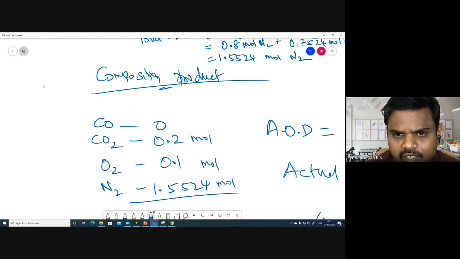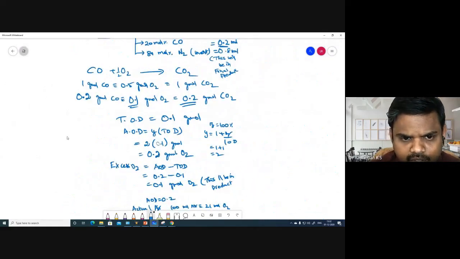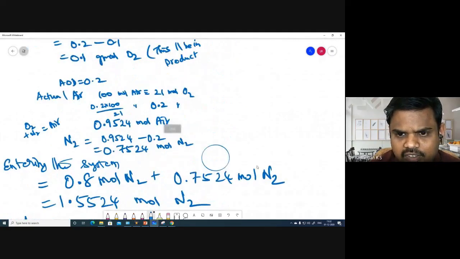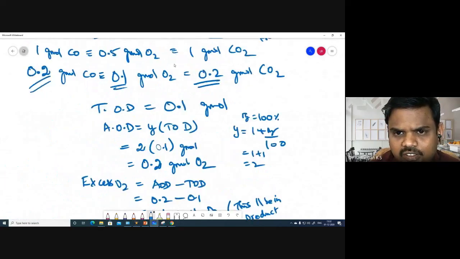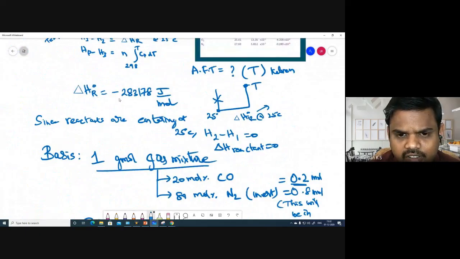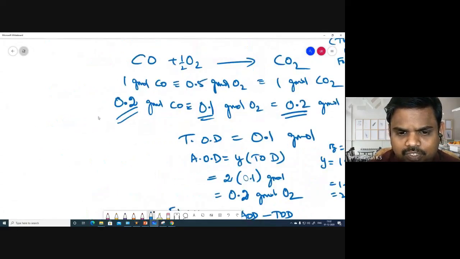so this is our product composition. Delta HR was given, and we know how much reaction is taking place. Only 0.2 gram moles of CO2 is formed in the reaction, and delta HR is given, right? Yes, delta HR is given as minus 283,178 joules per mole. But how many moles are we having? How many moles of CO is reacting? Only 0.2 moles. So multiply by 0.2, we will get delta HR naught. Okay.